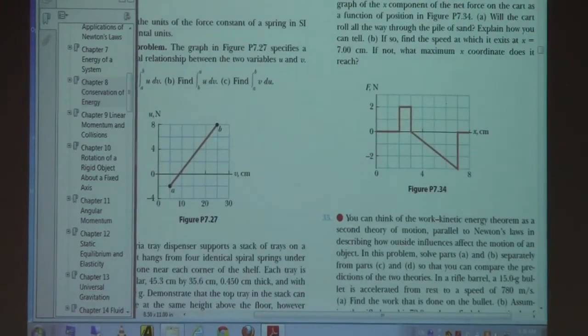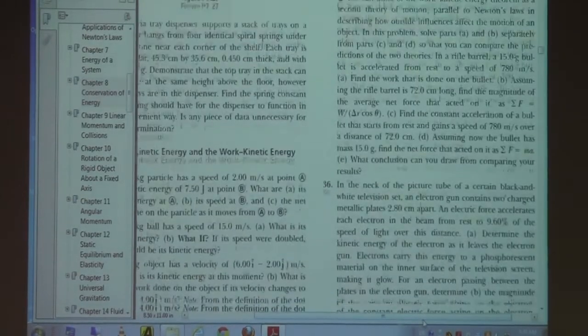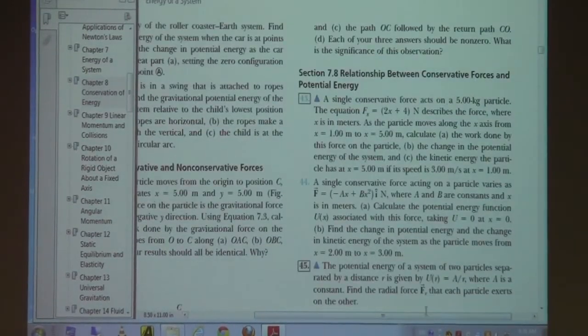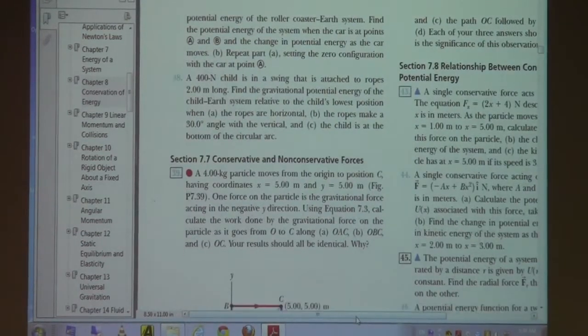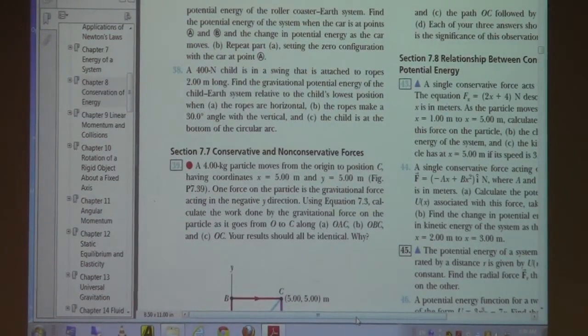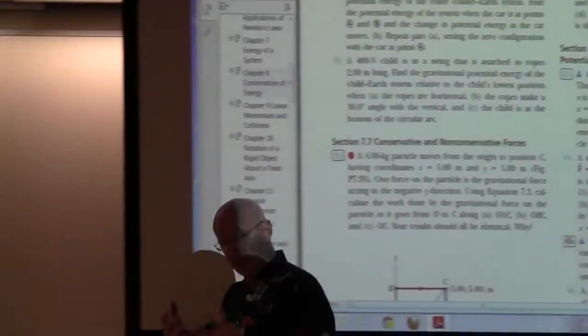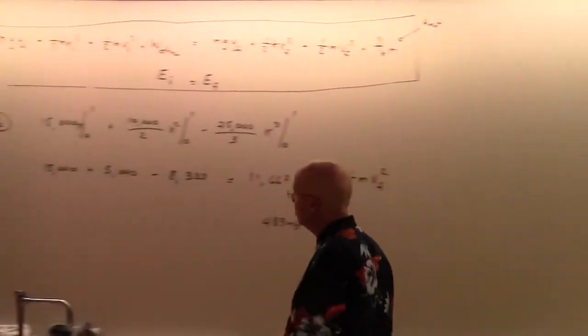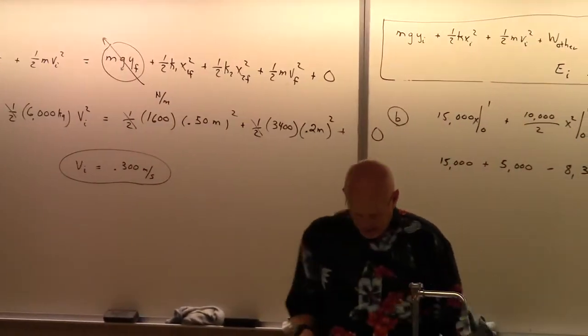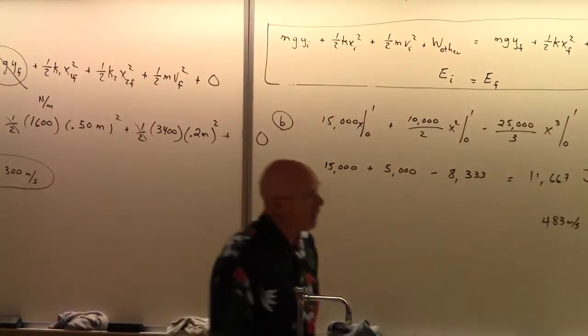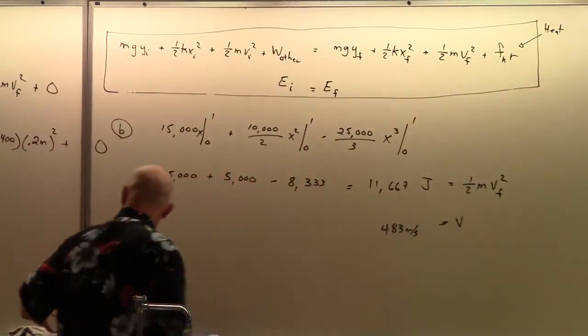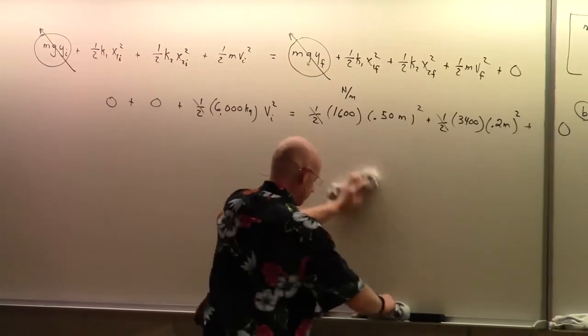I've got listed as a good one to do next here, and this one involves some gravitational potential energy. All right, let's read that one together. And maybe I'll clear the board here first.